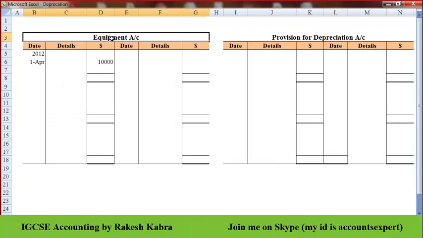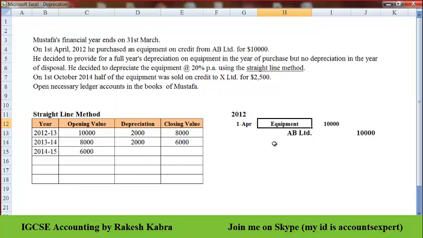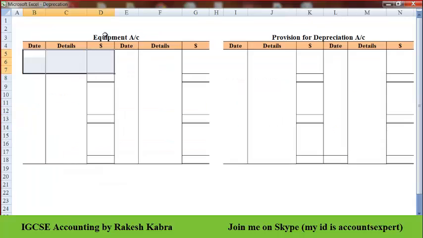Yeah. So see in the equipment account, let me explain you again. See in the entry what happened? Equipment account debited. So on the debit side of equipment account, first I will put the date 2012 April 1st, and I will write here amount. How much amount? 10,000. And then I will write here the name of the opposite account, AB Limited. So understood the posting? Yeah.